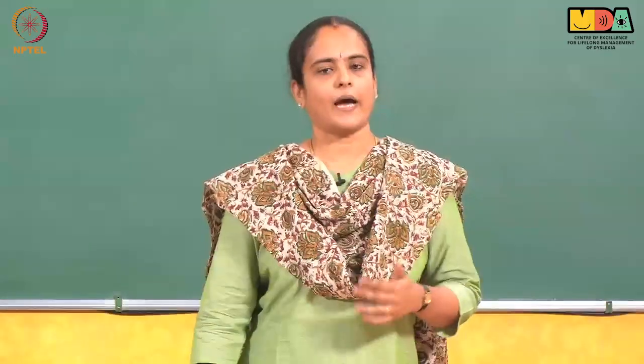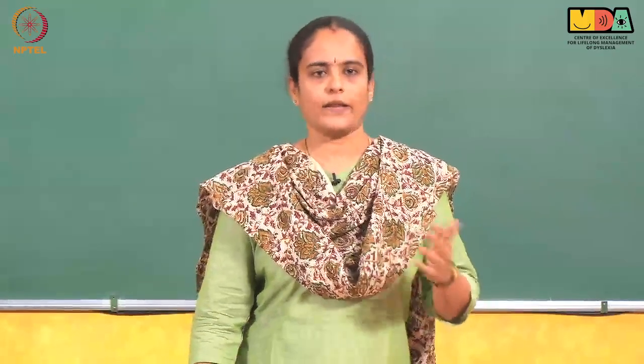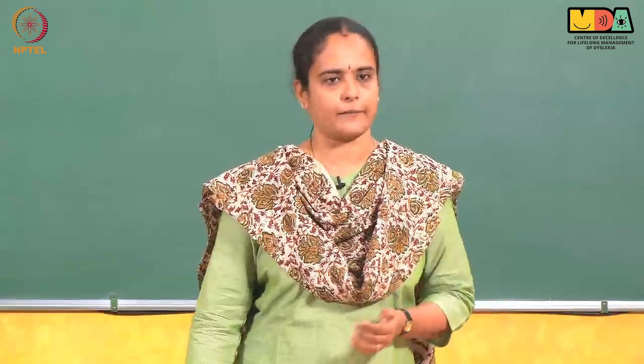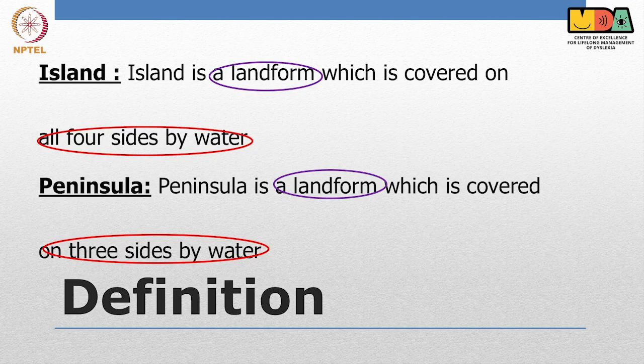Let us see some academic definitions to find whether we can fit in the same structure there. Let us start by defining an island. An island is a landform which is covered on all 4 sides by water. So, island is a landform would be the general part, covered on all 4 sides by water would be the specific part. In the same way, for a peninsula, peninsula is a landform would be the general part, and covered by water on 3 sides would be the specific part.